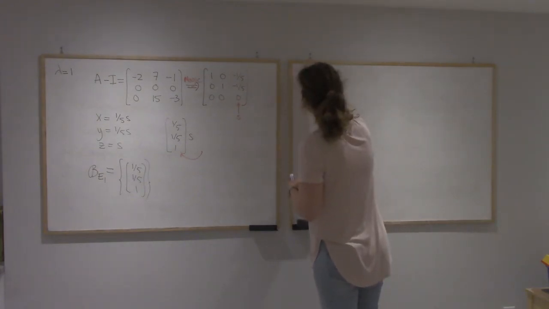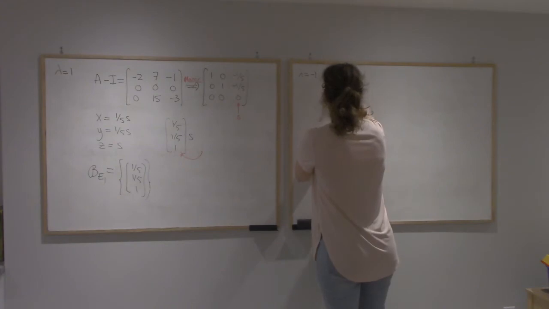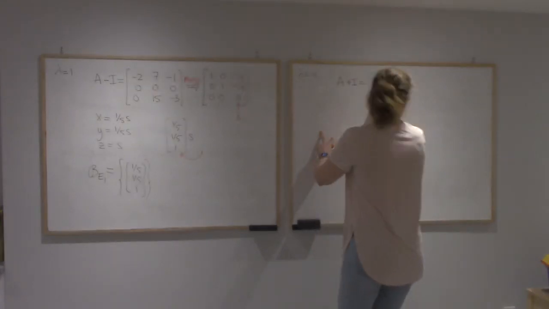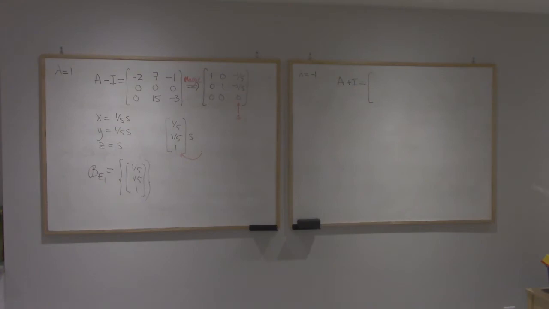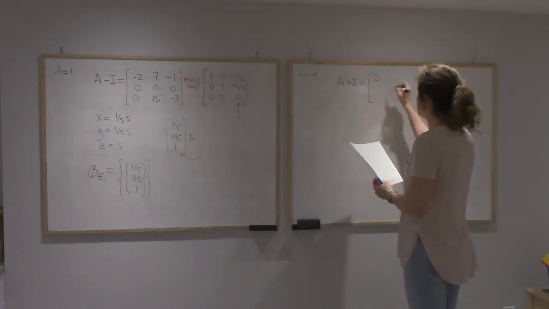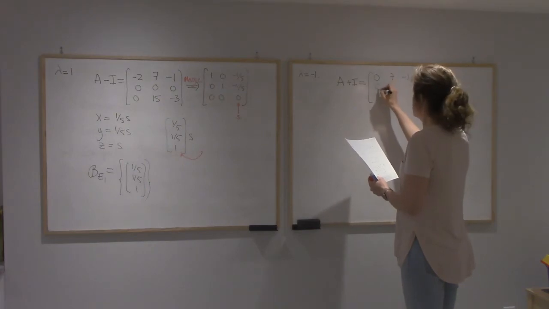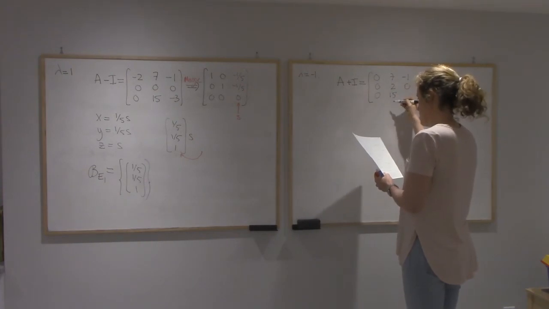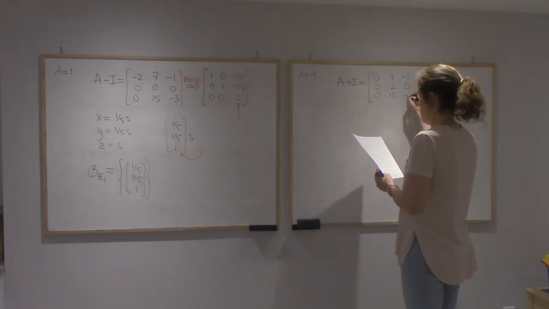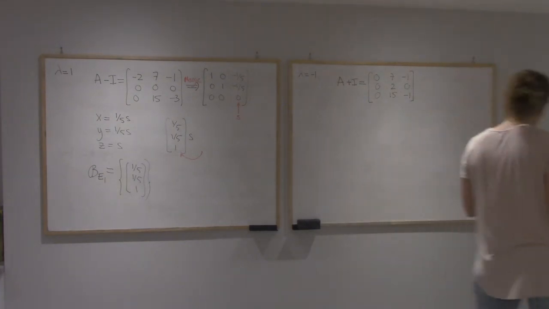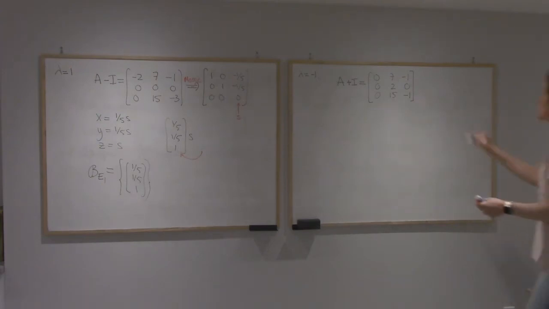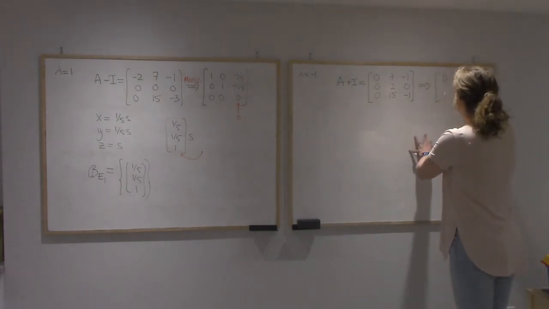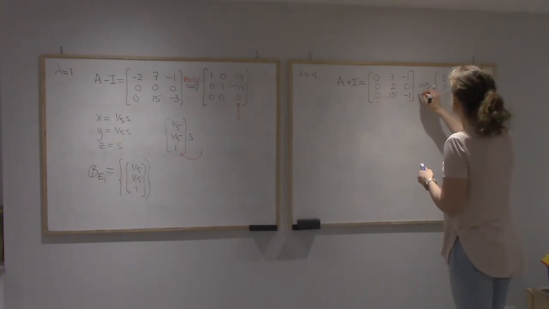For lambda equals -1, I'm going to look at A plus I. I don't have A anymore, so let me use my sheet. That was -1 plus 1, so that would be 0. 7 minus 1, 0, 2, 0, and 0, 15. I have -2 plus 1, -1. All right. So this I've reduced already. We'll reduce to this.